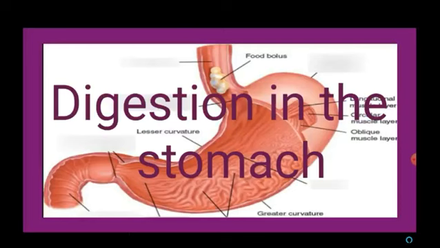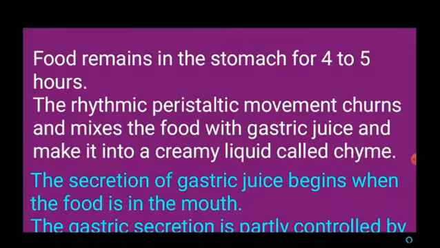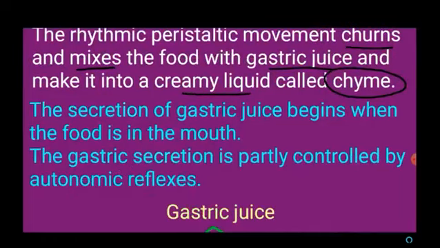So next we are going to see about digestion in the stomach. In the stomach, the food remains for 4 to 5 hours. The rhythmic peristaltic movement of the stomach churns and mixes the food well with the gastric juice and makes it into a creamy liquid called chyme. The gastric juice starts to secrete when the food is in the mouth itself. And this gastric secretion is partly controlled by autonomic reflexes.